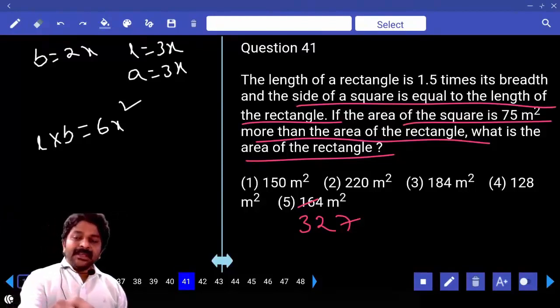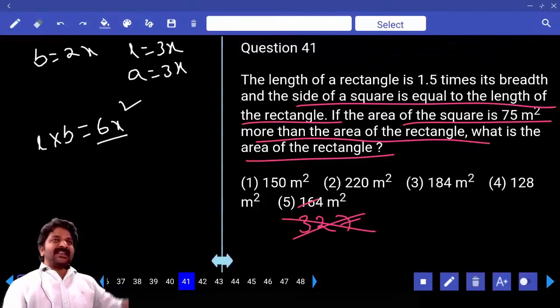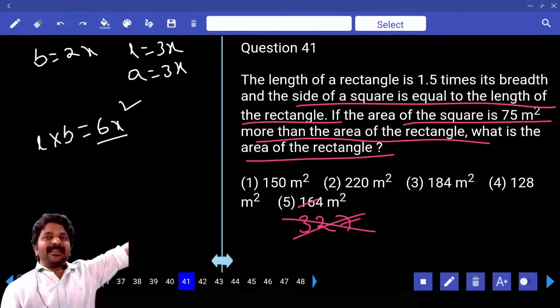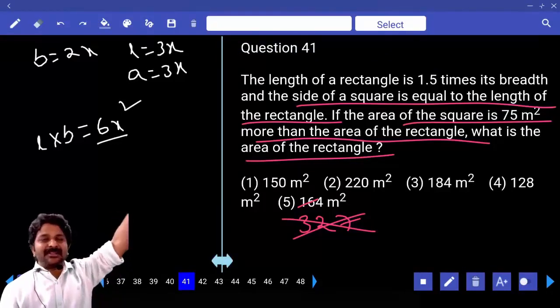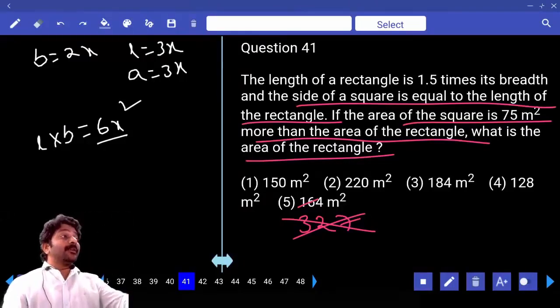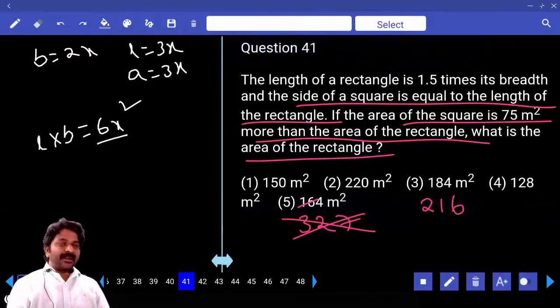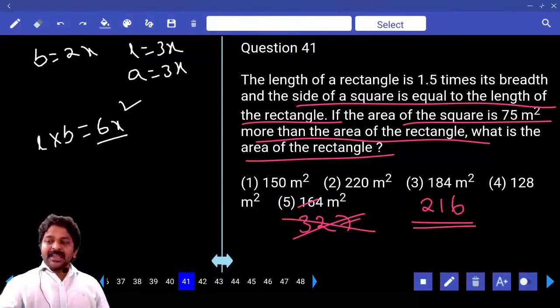Let me tell you. Straightforward, I will strike this out. 6x square means 6 is an even number, right? It has to be an even number. 327 cannot be your answer. Tell me some other multiple of 3. 216. Okay, right. So this is a multiple of 3 and an even number. Am I right? So, cancellation with 6.